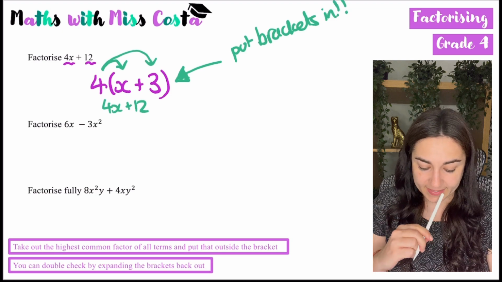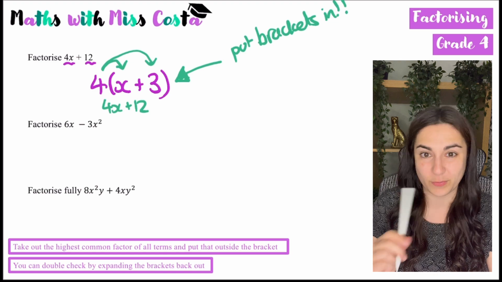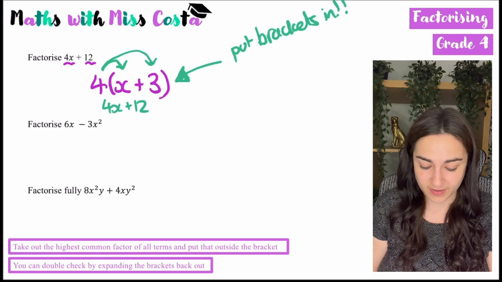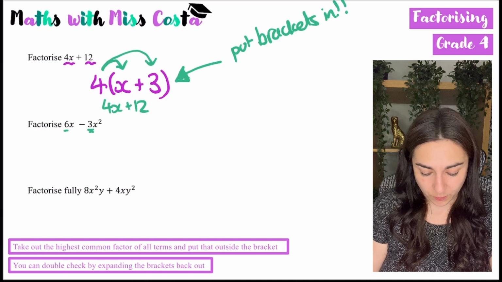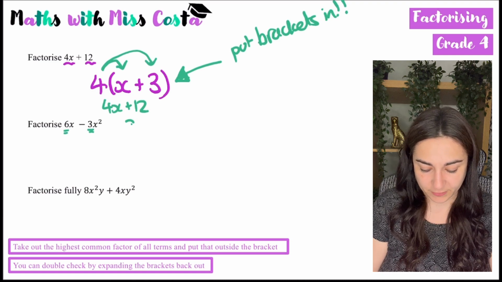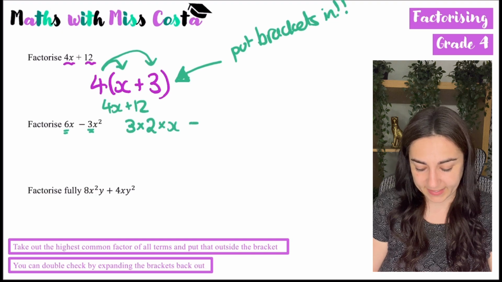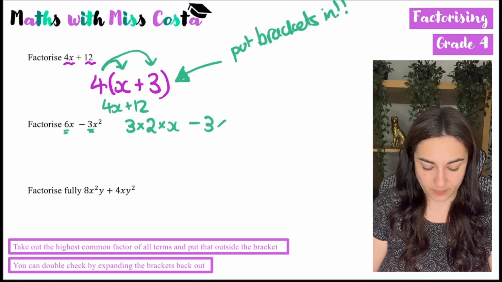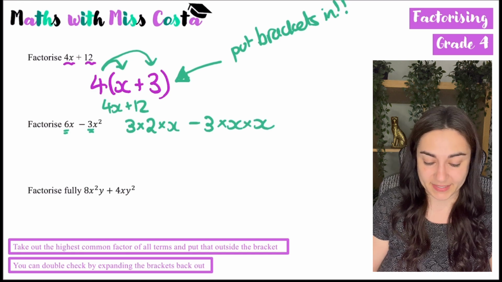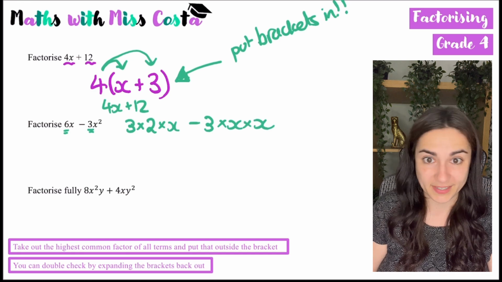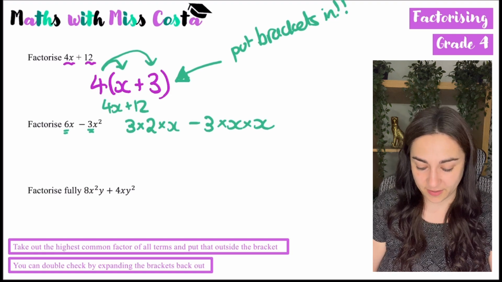Okay, so next we've got 6x take away 3x squared. So sometimes it might be helpful if we actually write out what the factors are. So we know that 3 is the largest number, so what we might want to do is just write this as a factor of 3. So I could write 6 as 3 times 2 times x, and I'm subtracting 3 times x. So if you write it out like this, it just makes it easier to spot the common factors. You might already be super good at this, in which case don't worry, you stick to what you do, but this is just another way.